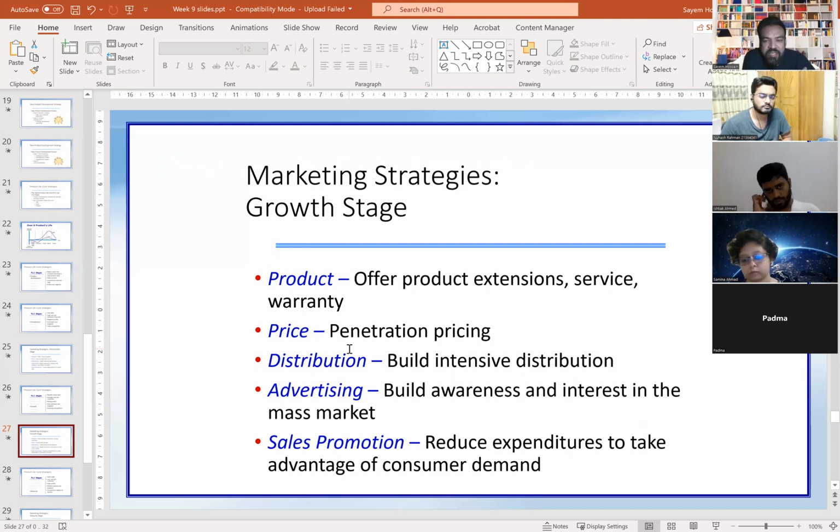You have to build intensive distribution at this stage, because now that consumers are buying, you have to go to more wholesalers and retailers who will actually buy your product and sell your product. Advertising: you're still building awareness and interest in the mass market. Sales promotions: you have to think about reducing expenditures to take advantage of consumer demand, because you want to grow more sales.